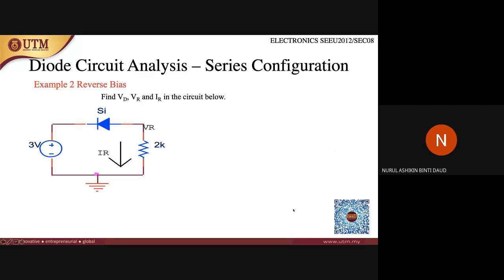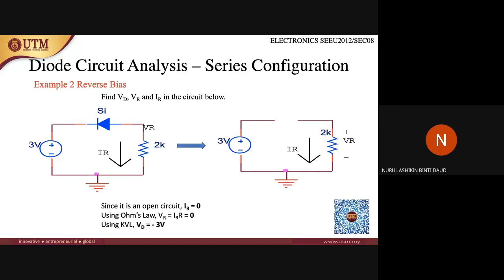Okay, next, let's look at another example, which is a reverse bias example. Same, you need to find VD, VR, and IR. So what is the value of VD? 0.7. But we have to make sure. No, VD is not 0.7 because it is a reverse bias, right? Negative 0.7.